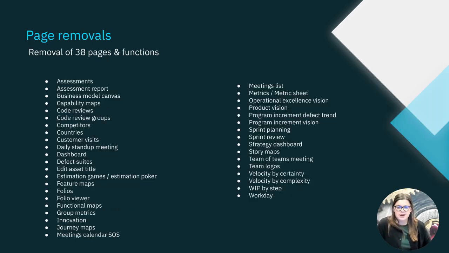Moving into updates around the page and functionality removals in Jira Align. Throughout 2024, Atlassian has been working to streamline Jira Align, and this does include removing pages and functions that were not valuable to the majority of customers. Over the last several releases, we've seen them announce certain functionalities move to end of support and give announcements for future removals. In this release, we are seeing the removal of the 38 pages and functions on this list. These were all moved to end of support a couple of releases ago.